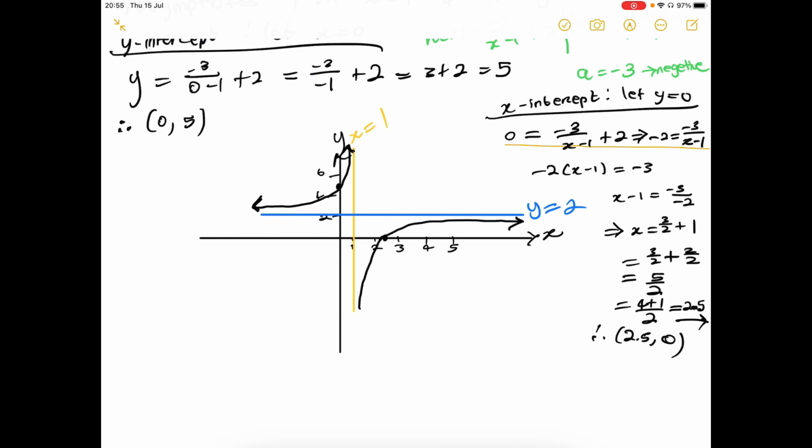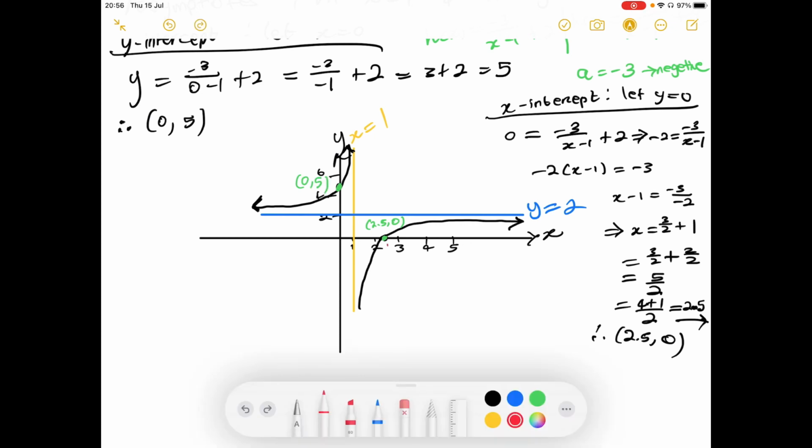You get a mark for the intercepts, so let's write them out clearly. The x-intercept was (2.5, 0). The y-intercept is (0, 5). You get a mark for the intercepts. You get a mark for the asymptotes. You get a mark for the shape of the graph. So it's in the correct quadrants, second and fourth, because a is negative. You get a mark for that.